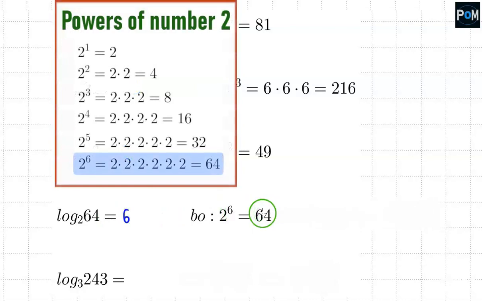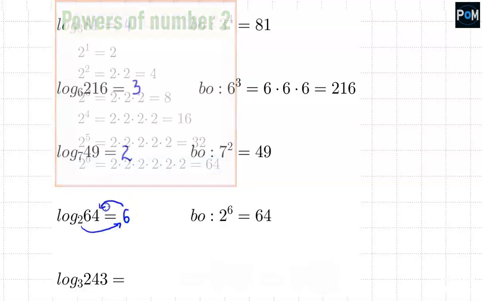Here we have an explanation. The number at the bottom, the base of the log, raised to this power, that is 6, must give the result 64. Here we make a circle. 2 to the power of this gives us this result.